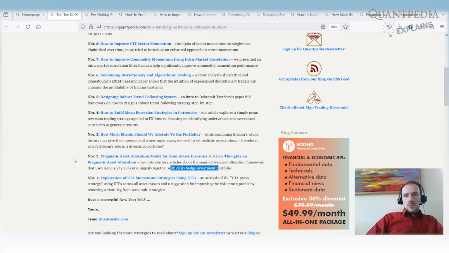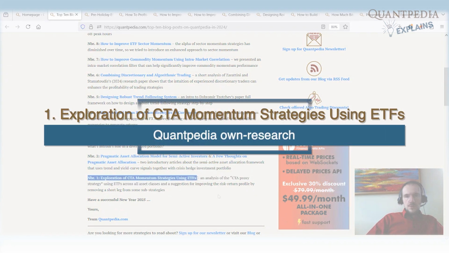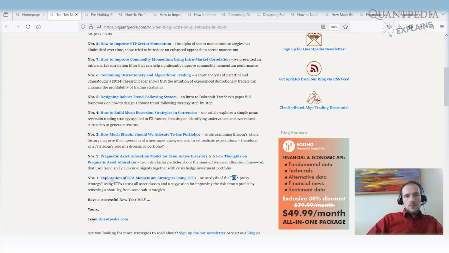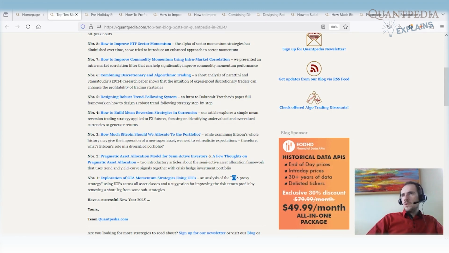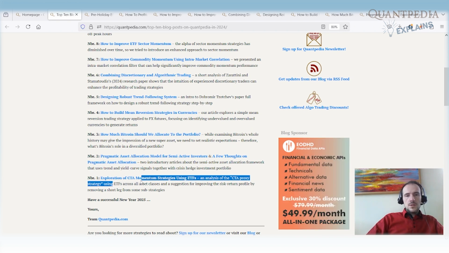What was the most popular blog post in 2024? It's exploration of CTA momentum strategies using ETFs. So in this article we analyzed the CTA proxy strategy. CTA are kind of the funds that trade futures, but instead of futures we use the ETFs. So we used ETFs across all asset classes.